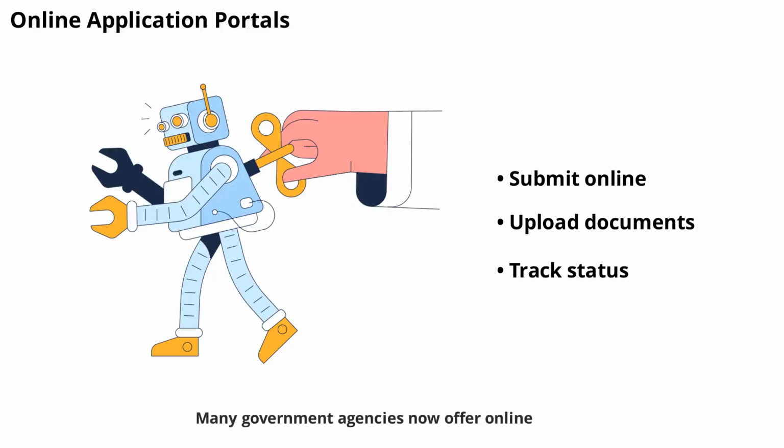Many government agencies now offer online portals where you can submit applications, upload documents, and track your status. These portals are designed to make the process more convenient and efficient. They often include step-by-step instructions, FAQs, and customer support options. Using an online portal can save you time and reduce the risk of errors, as the system may alert you to missing information before you submit your application.